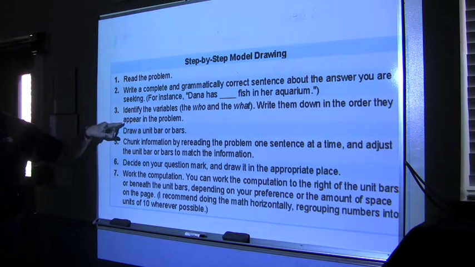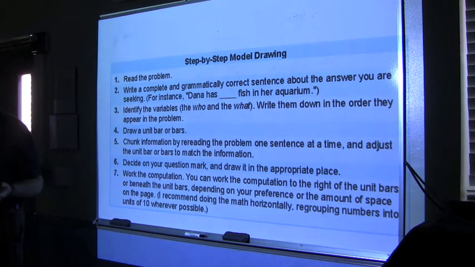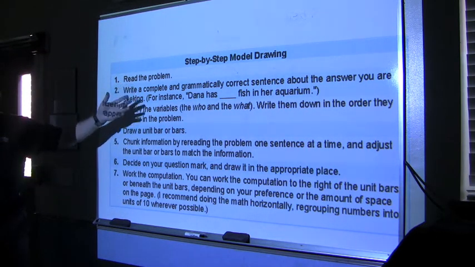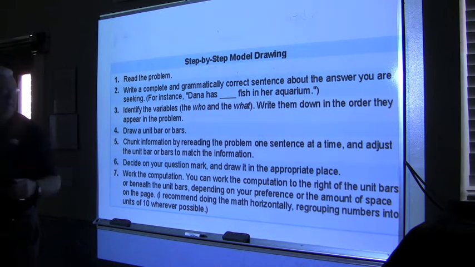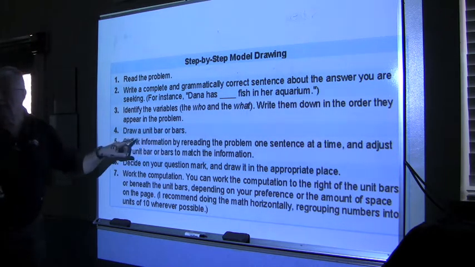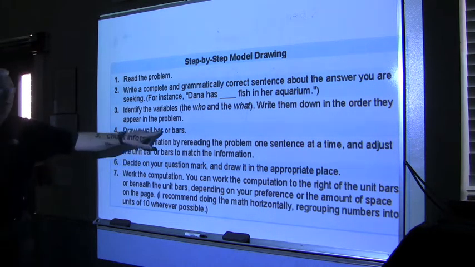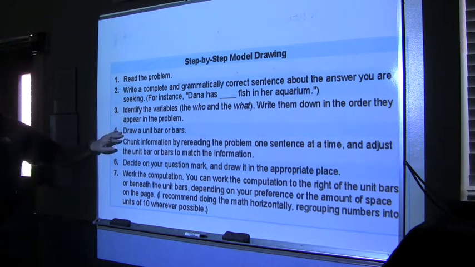Then you have to identify the variables, the who's and the what's. Okay, who is the person for this, Dana, the name here. What is it? It would be like the fish in the aquarium. So the who's and the what's. Now, initially, in the lower grades, they really stress using the unit bars. As in the 6th to 9th one, they use other things. They might use extension lines and stuff like that for representations. But in the first one, they basically use unit bars.